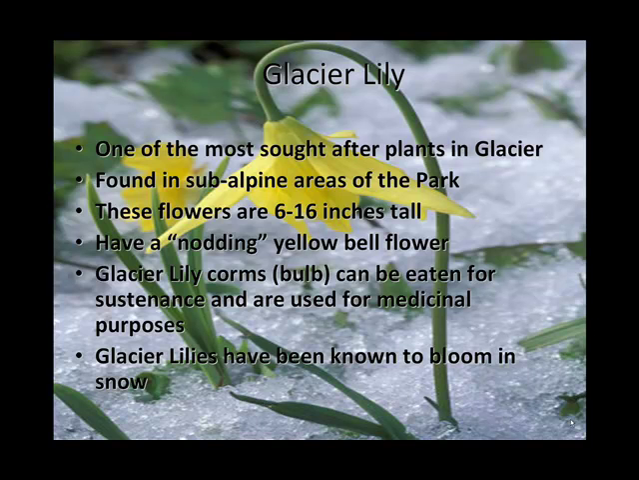Glacier lilies grow 6 to 16 inches high, and their flower is a bell shape that bends backwards. In fact, many people say that the glacier lily looks like it nods to tourists because of the position of the flower.